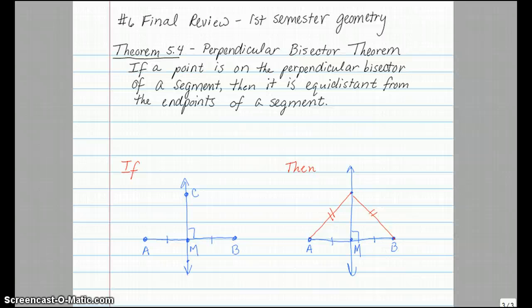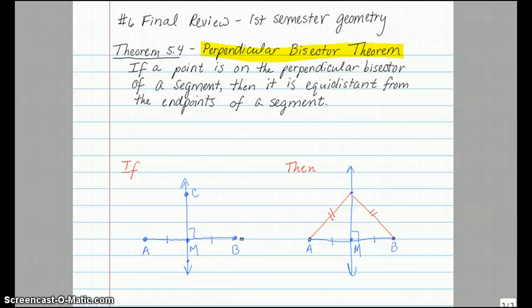Okay, theorem 5.4 is the perpendicular bisector theorem. If a point is on the perpendicular bisector, so for instance, C and M are both on the perpendicular bisector of the segment AB, M is equidistant from B as it is from A, so these two parts are congruent. But you have another point that is also on the perpendicular bisector, and that is C. So from A to C and from C to B will also be congruent, which is what you see in the then statement.